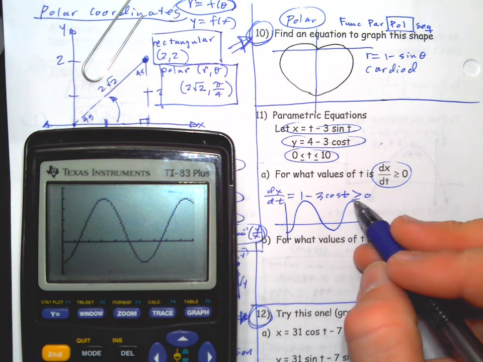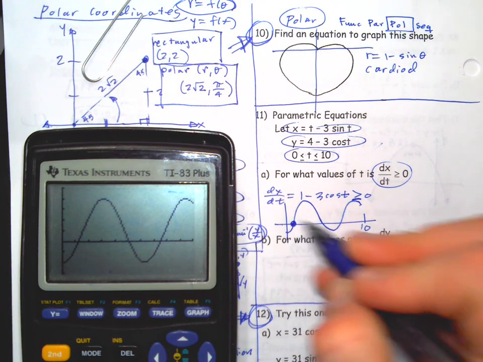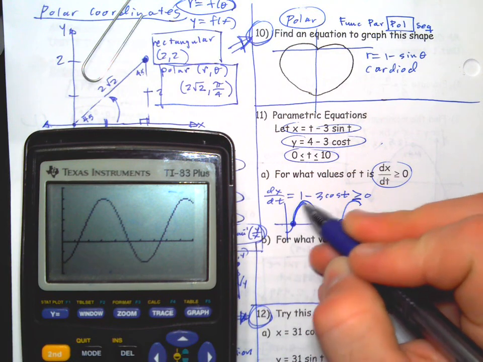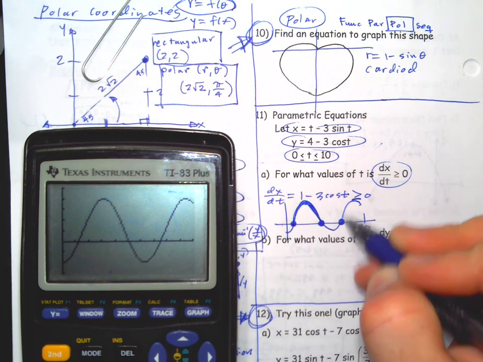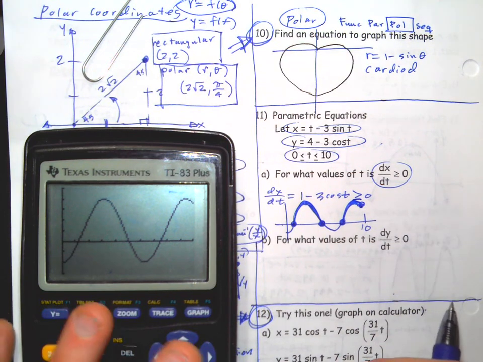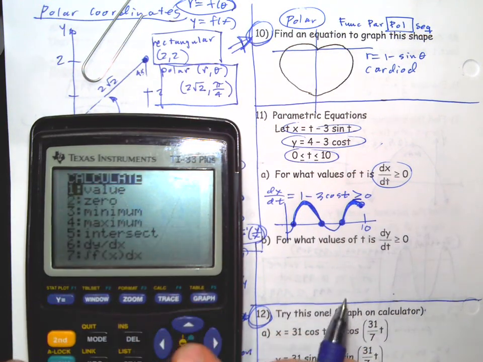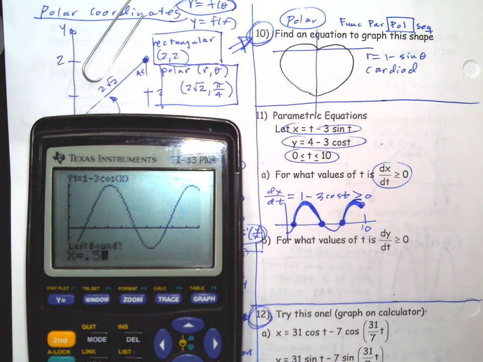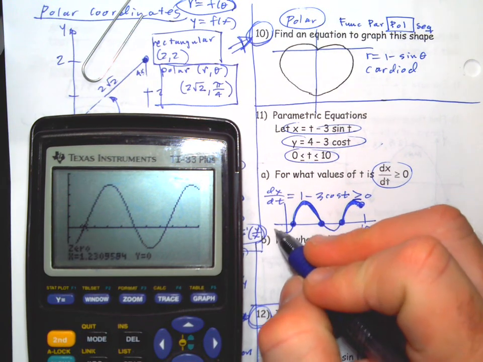Where is this graph above or equal to 0? So that's solid dot here, solid dot here, solid dot here. And this is it. So we just got to figure out what those values are. So you can count 0. Looks like there's one around 1.25. So you say 0.5 to 1.5, guess 1.25.